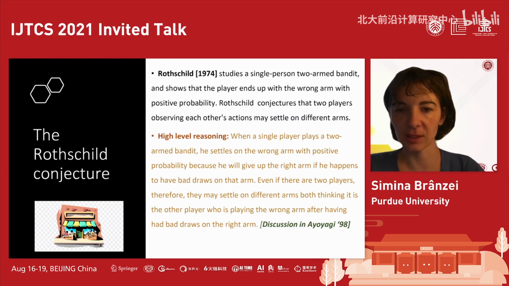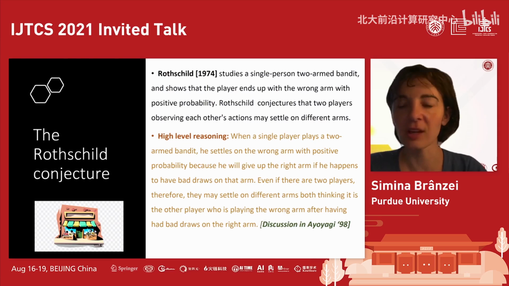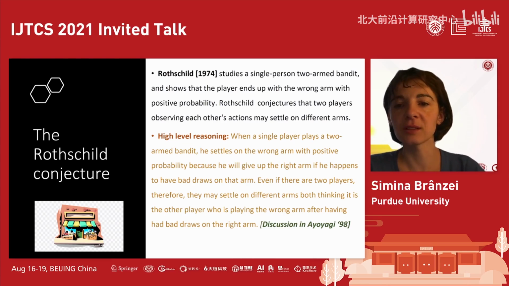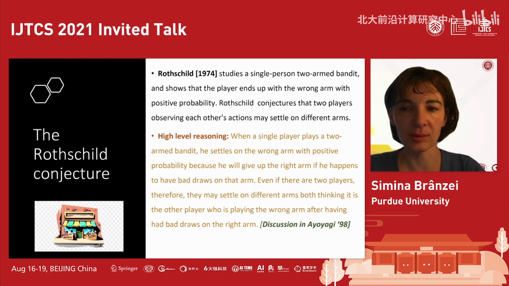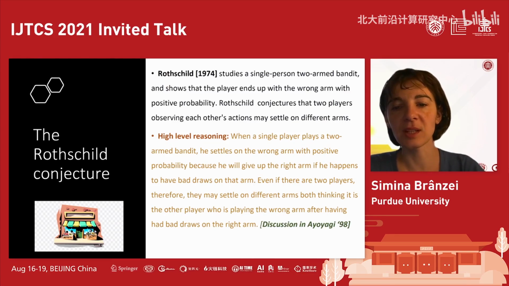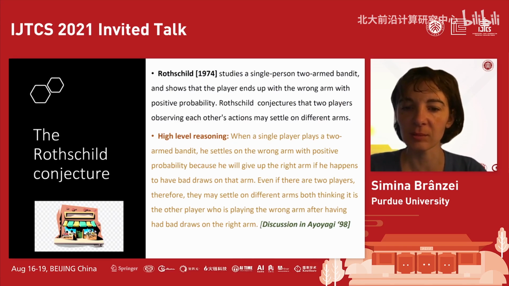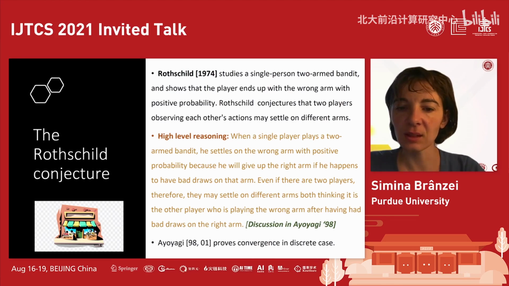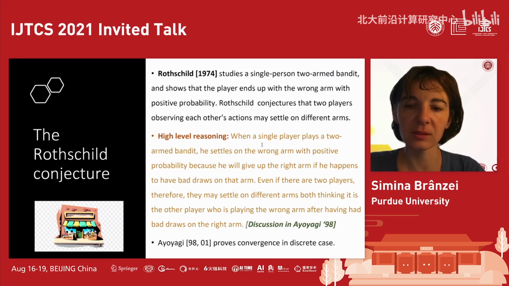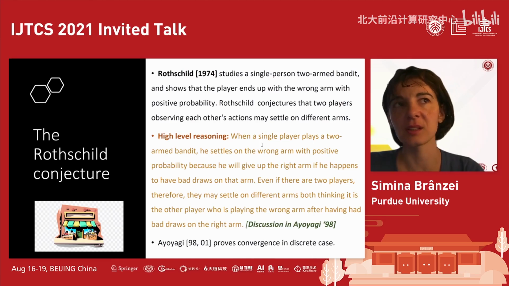Roughly the high-level reasoning, taken from a discussion in a paper by Aoyagi, is that the single player might settle on the wrong arm, but even if there are two players, they may settle on different arms, both thinking it is the other player who's playing the wrong arm after they've had bad draws from one of the arms. And Aoyagi actually proved convergence, proved that two players playing a bandit game, this is for the neutral setting with two arms, settle on the same arm in the case where the priors are discrete.